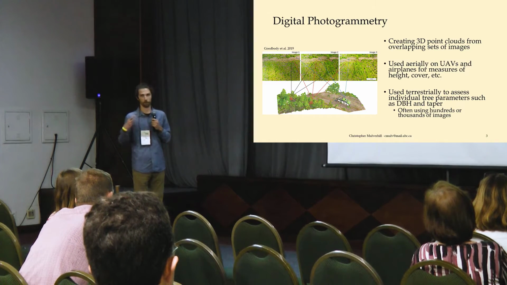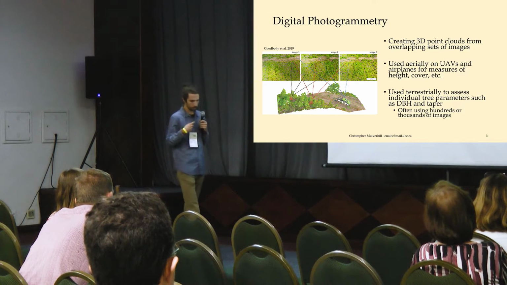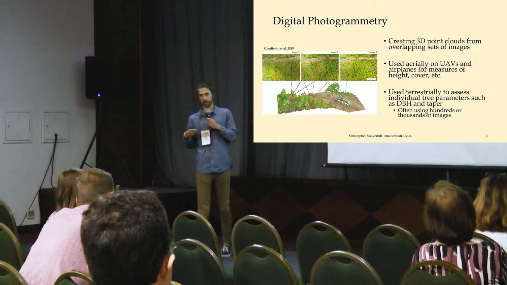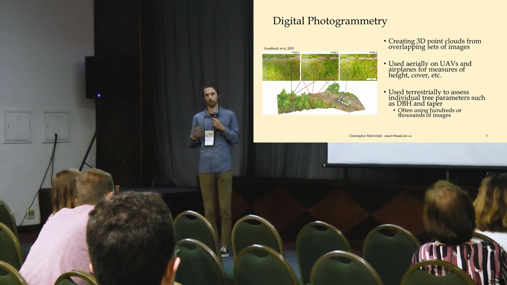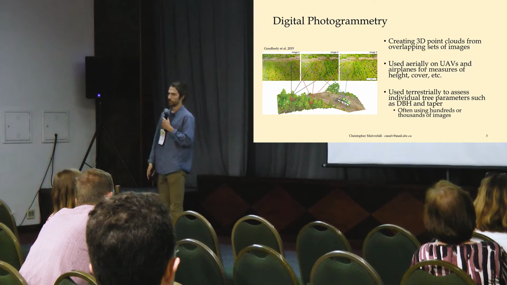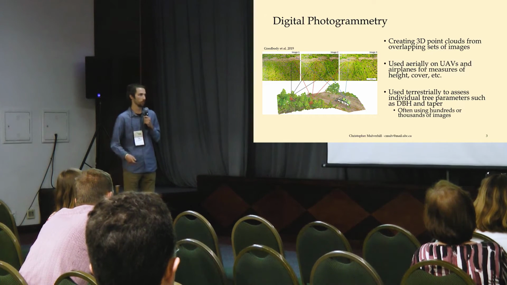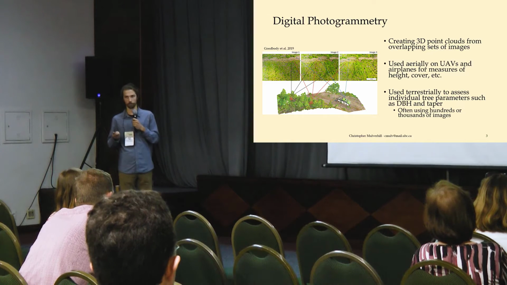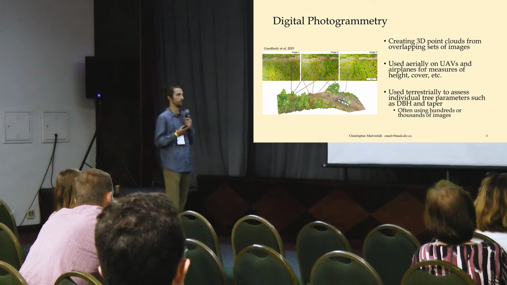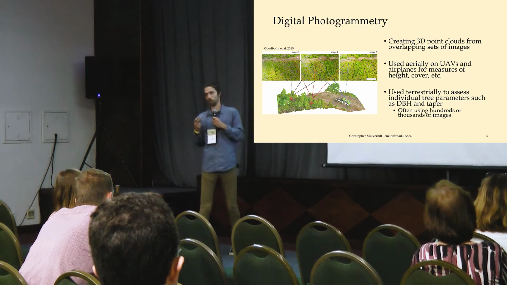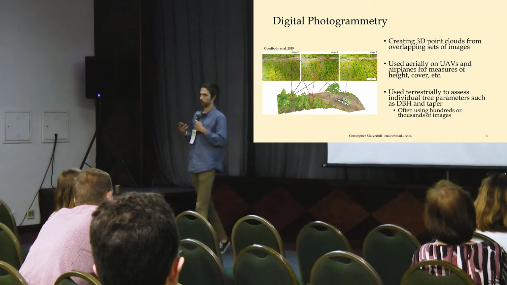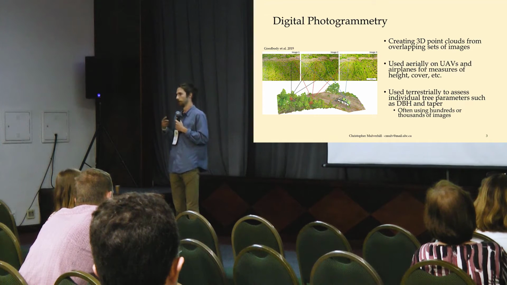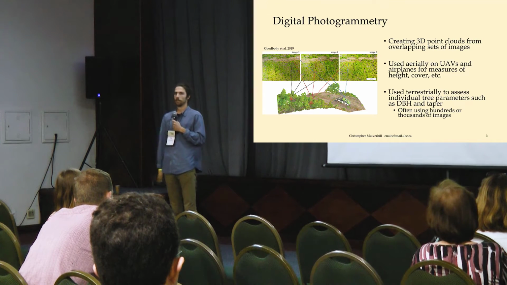Essentially, it creates 3D point clouds from overlapping sets of images. A lot of the time you use it aerially, on drones or airplanes, to assess cover height, things of that nature. But more recently, it's being used terrestrially with ground photos to assess individual tree parameters. However, using terrestrial photogrammetry often requires hundreds to thousands of images.